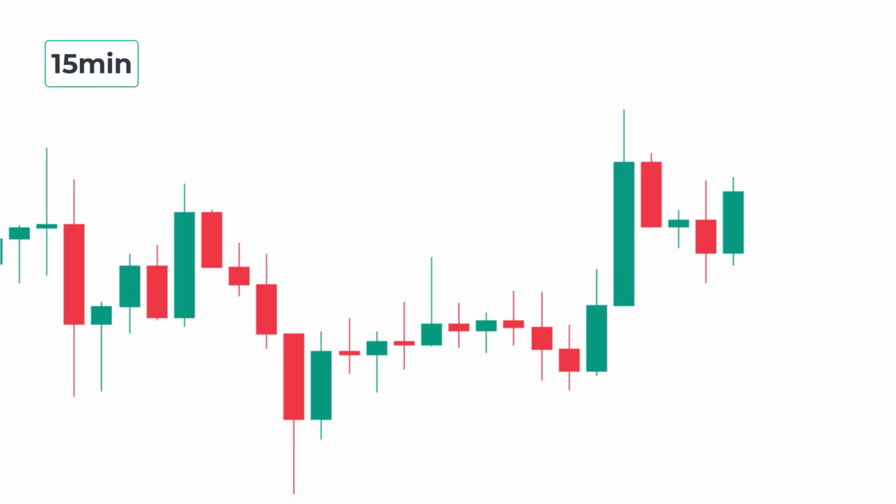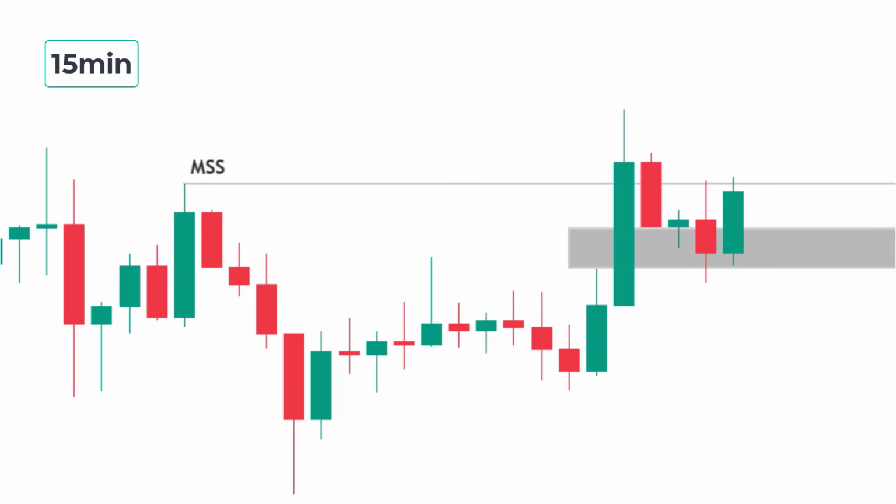This is a 15-minute BTC chart. As you can see, we have a liquidity sweep to the downside, followed by a strong bullish displacement move. The candles have created a nice bullish fair value gap. A green candle has closed above the previous swing high, so we have a market structure shift. This is an ideal SMC setup for a long entry.